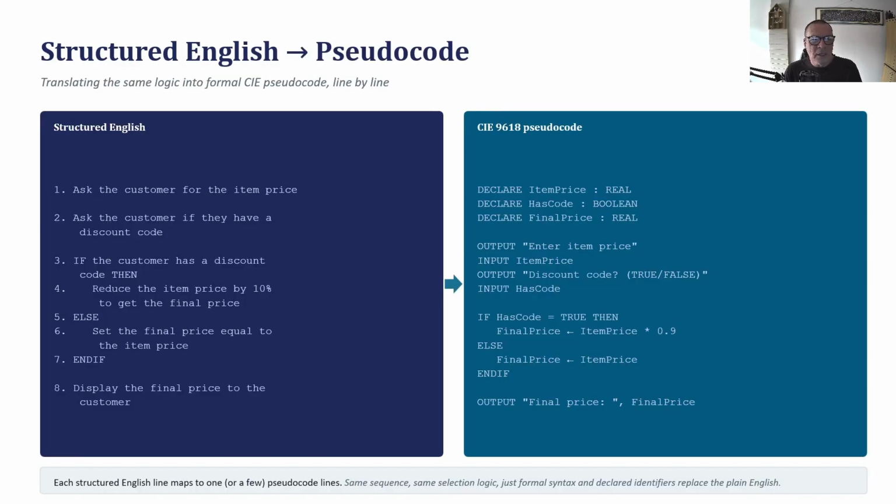So we can convert that structured English into pseudocode, and for CIE, of course, you need to declare your variables, give the data types, and then you'd be using output and input for the I/O, and using your if, end if, and so on to do the actual program code.